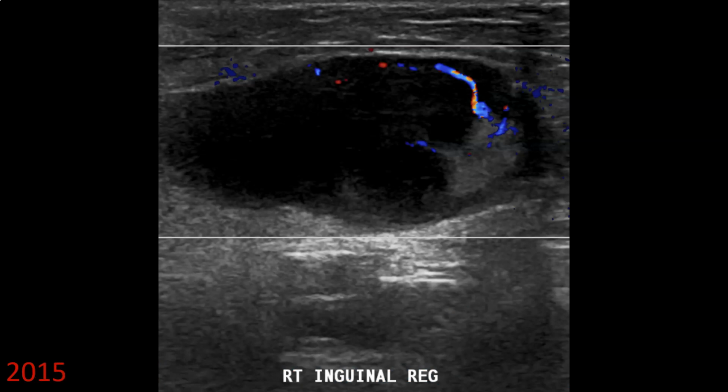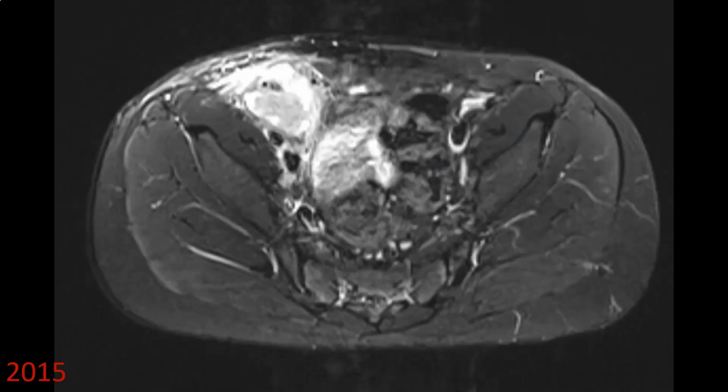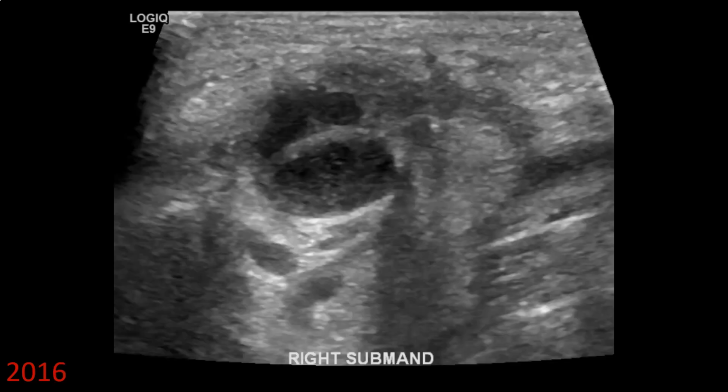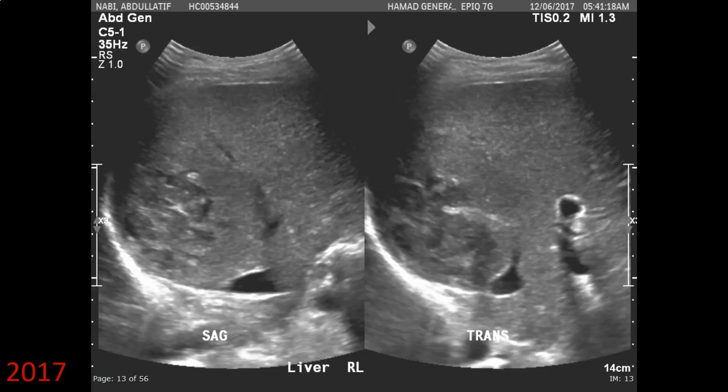In 2015, the patient had pyogenic infection of the inguinal lymph nodes, and MRI at that time showed that the infection is quite deep, involving also the right side of the pelvic cavity. In 2016, the patient had pyogenic infection of the right submandibular lymph nodes. In 2017, the patient had a liver abscess. This liver abscess has been at segment 7.